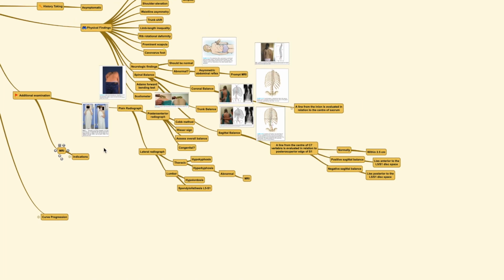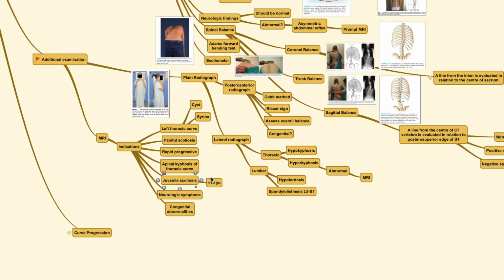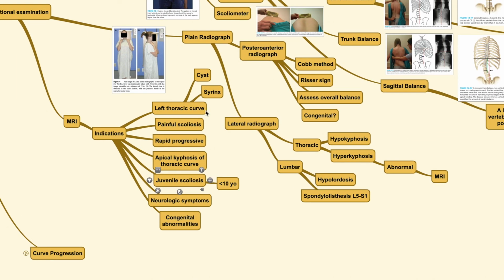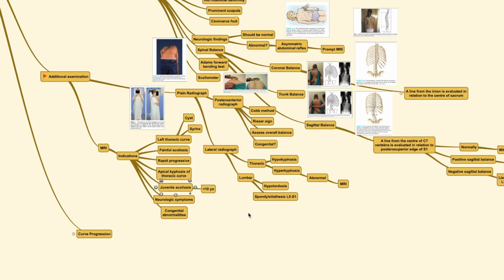Now, for the MRI itself, it is only indicated in certain conditions, such as if you find a left thoracic curve, a painful scoliosis, a scoliosis with rapid progression of the angle, or an apical kyphosis of the thoracic curve. It could also be a juvenile scoliosis. If you find it, you could do an MRI to evaluate it further. You could also do MRI when you see any neurologic symptom abnormalities or to identify any cyst or syrinx.